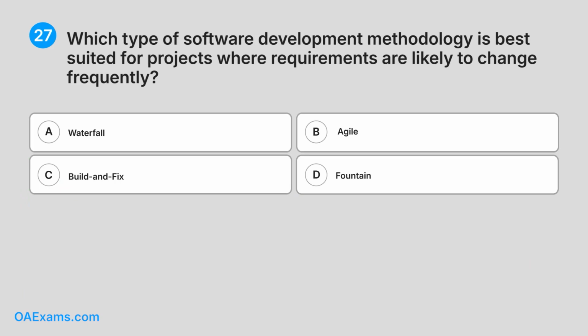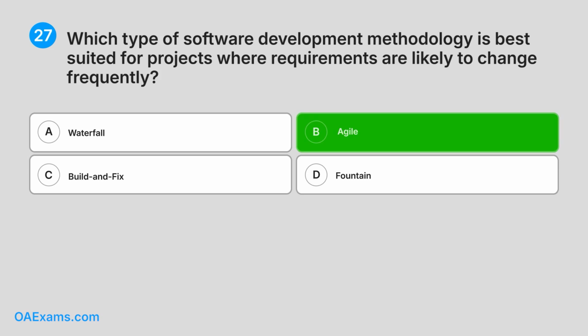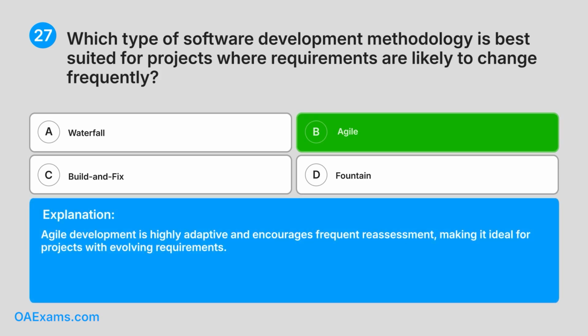27. Which type of software development methodology is best suited for projects where requirements are likely to change frequently? A. Waterfall. B. Agile. C. Build and fix. D. Fountain. Do you know the answer? Correct answer: B. Agile. Explanation: Agile development is highly adaptive and encourages frequent reassessment, making it ideal for projects with evolving requirements.